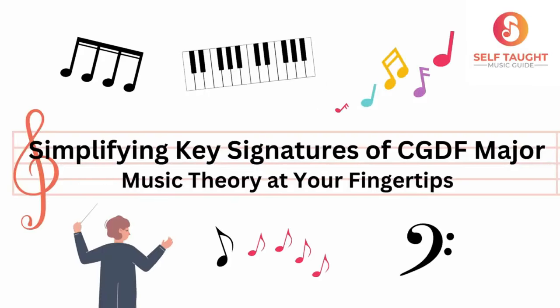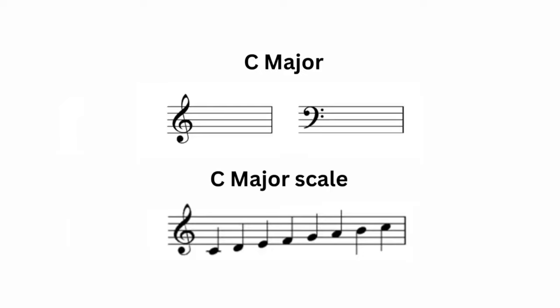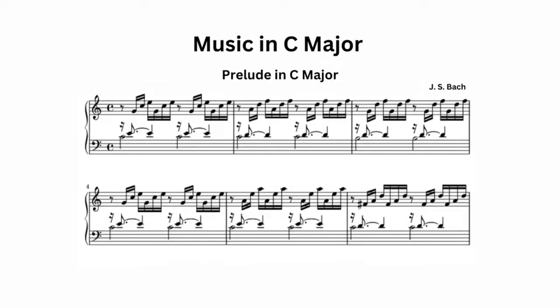In this tutorial, we will take a look at some basic key signatures of C, G, D, F major. Key signatures are musical notations that tell us which notes are frequently used in a piece of music. When we write music that mainly uses notes from the C major scale and ends with a C, then we can say that the music is in C major. The key signature of C major contains no sharp or flat, making it the simplest key signature. Let's listen to music in C major.